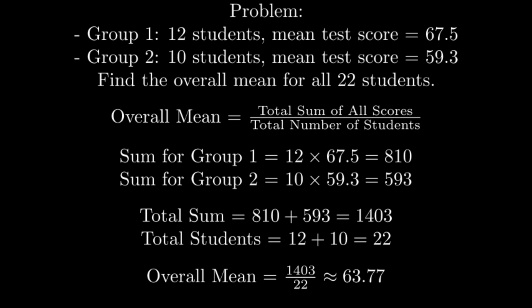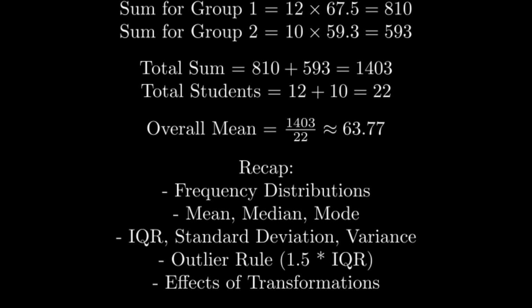So today, we've covered a lot of ground in descriptive statistics. We've learned how to organize data in frequency tables, how to calculate and interpret measures of center and spread, how to identify outliers, and how data transformations affect these measures. These are the essential building blocks for understanding and communicating about data. Excellent work today. Keep practicing these concepts as they will be crucial for everything we do next in statistics.